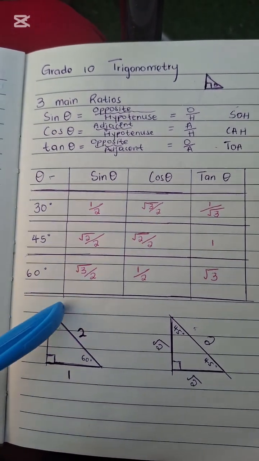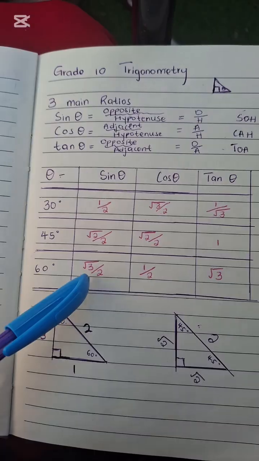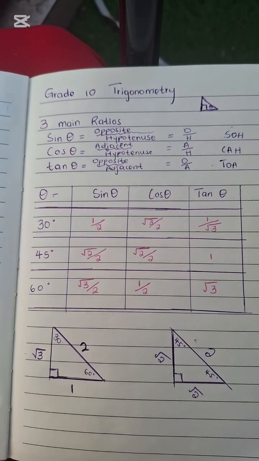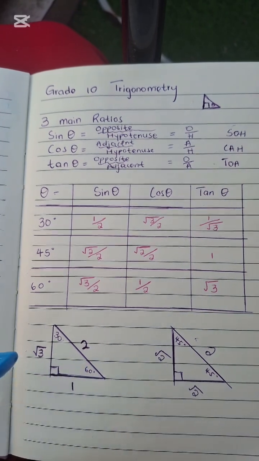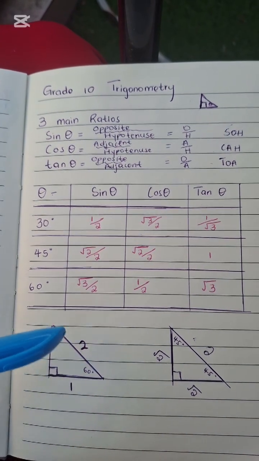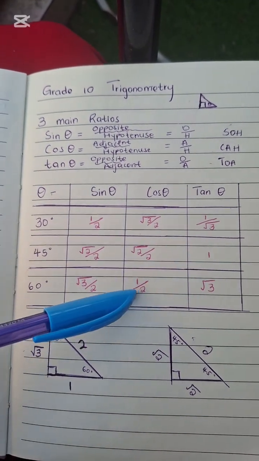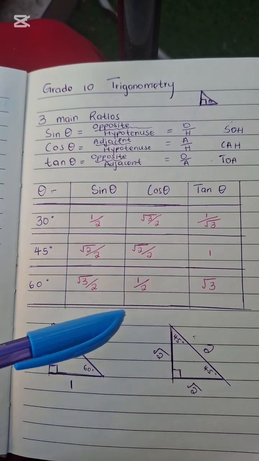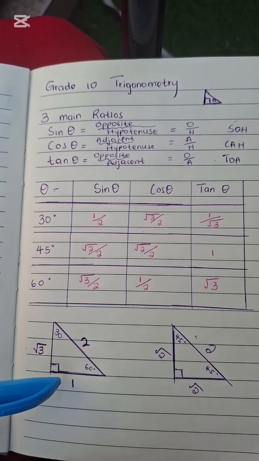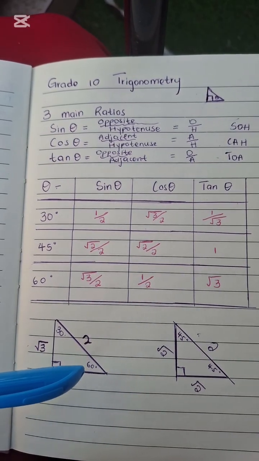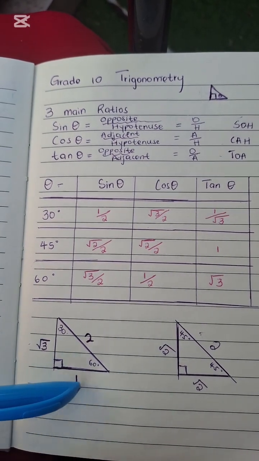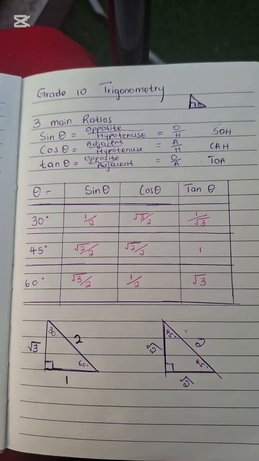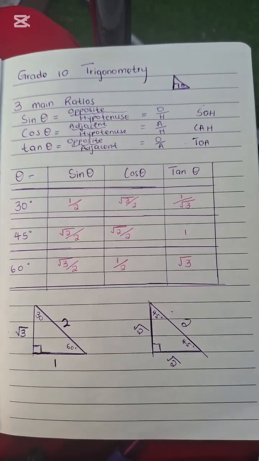Now let's say our theta was 60. Opposite 60, here's our 60. Here's our 60, opposite over hypotenuse. Cos of 60, adjacent over hypotenuse. Tan of 60, opposite over adjacent, which is root 3 over 1, which is root 3. Those are the first main things you need to know about trigonometry.